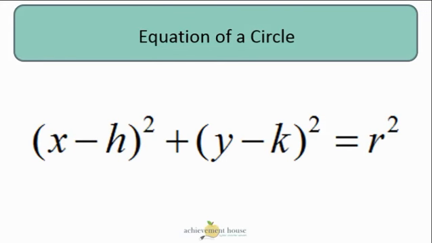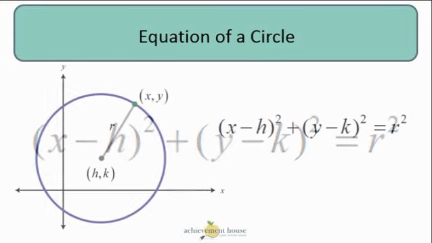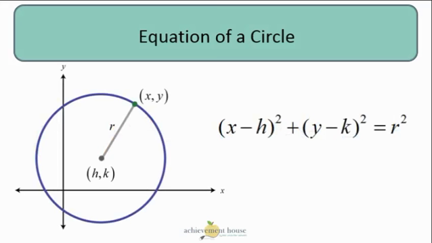Here's a cleaner look at the equation of a circle. It's x minus h, all that squared, plus y minus k, all that squared, and that's going to equal r squared. And there's just another look at it with the picture of the coordinate plane as well.